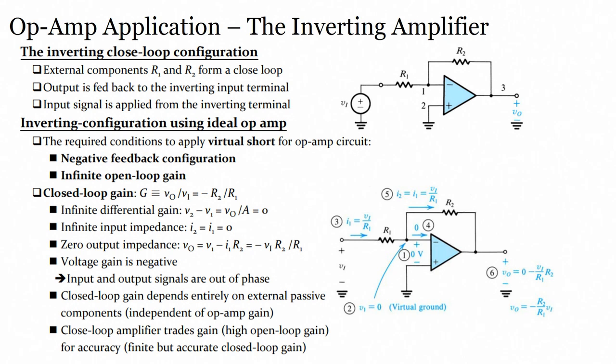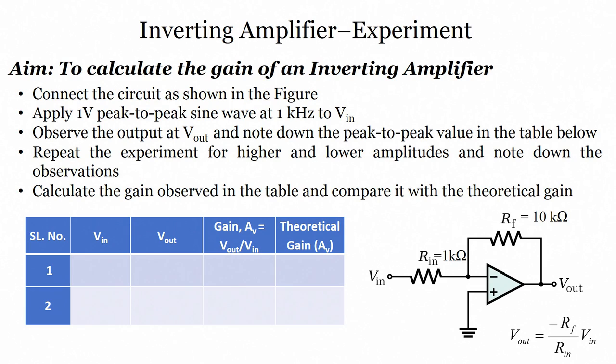And if you see in the next slide, this is the experiment. How to calculate the gain of an inverting amplifier. Given that R1 equals 1 kilo ohm and feedback resistor RF equals 10 kilo ohm, what will be the gain of this particular amplifier? First, we have to understand what the circuit is.